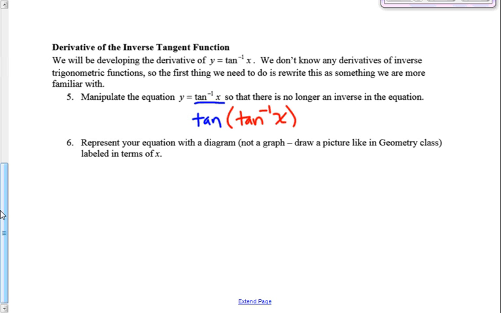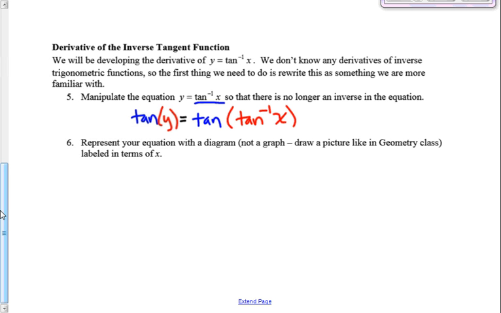So if I do that on one side of the equation, I most certainly need to do it on the other side. So I need to also take the tangent of y. So basically what I've done right here is I have taken the tangent of both sides of the equation. Because if y is equal to the tangent inverse of x, and I take the tangent of y, and I take the tangent of tangent inverse of x, those two things should still be equal. I would still have an equation.